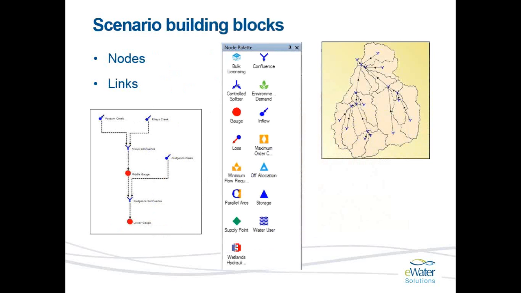So the scenarios are built up of nodes, and the connectivity between these nodes is done with links. If you have a look in the middle of the screen in front of you, you will see some of the nodes that are available for you to use in Source. Typically, a geographic scenario or a catchment scenario starts off with confluence nodes, joining the links in between catchments.